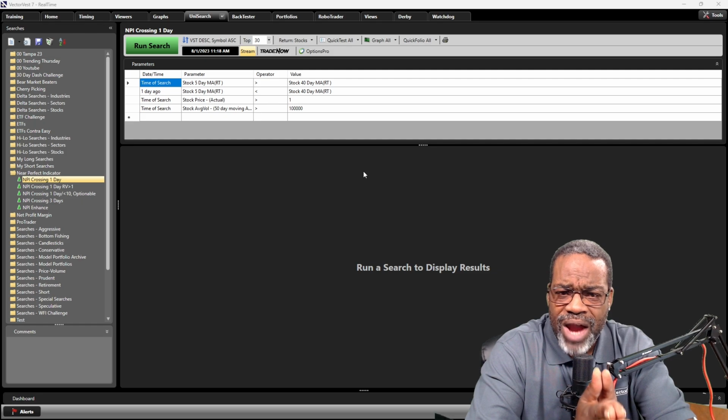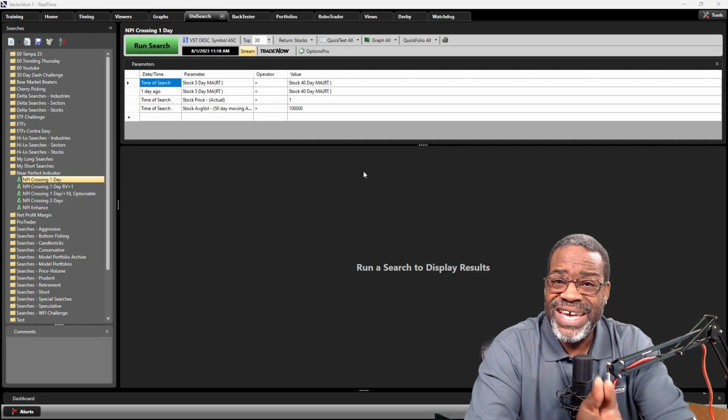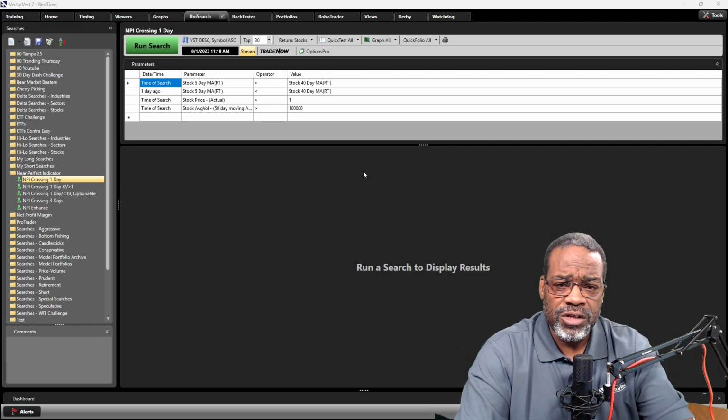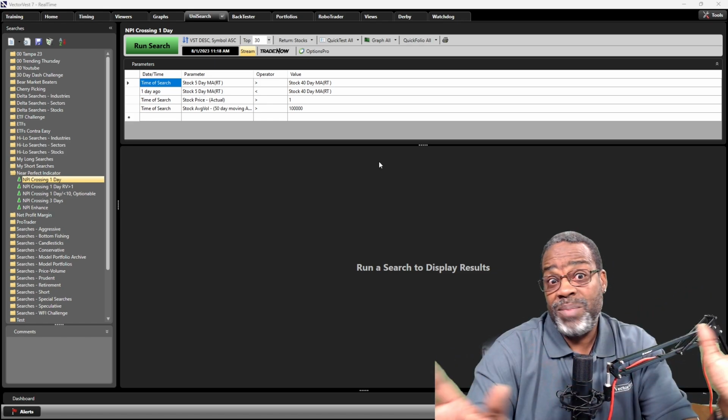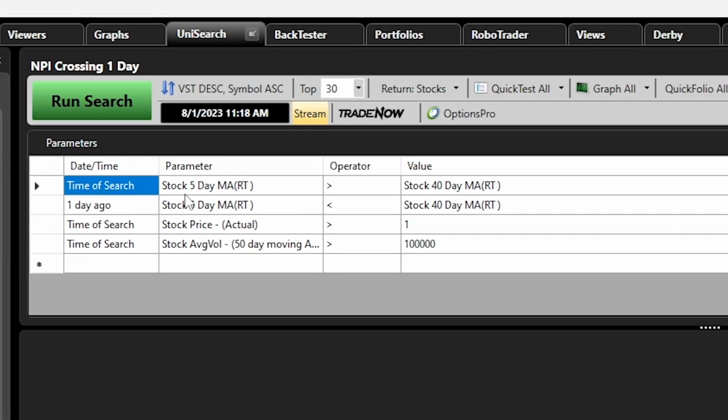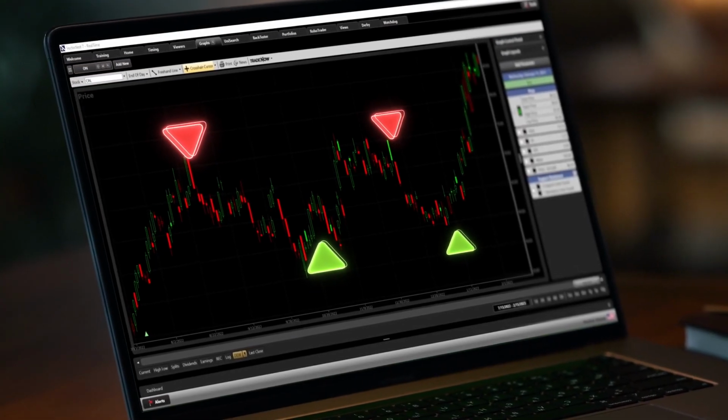Now, if you're a subscriber and you want to have this, you need to have ProTrader. It is our technical analysis add-on module because that will allow you to add moving averages to just about anything you want. So this is looking at the 5-day moving average of RT greater than the 40-day moving average of RT. And 1 day ago, the 5-day moving average of RT was below the 40-day. So we're looking for a crossover on moving averages of relative timing.